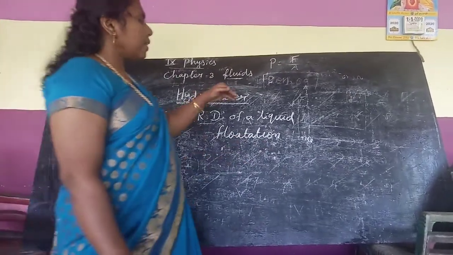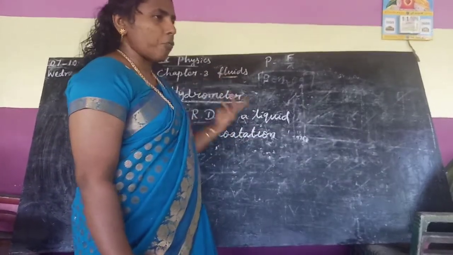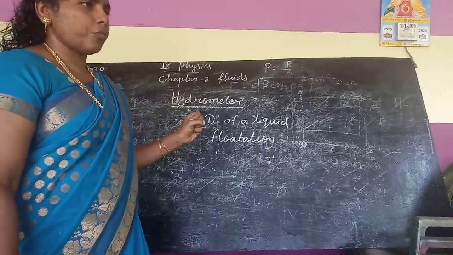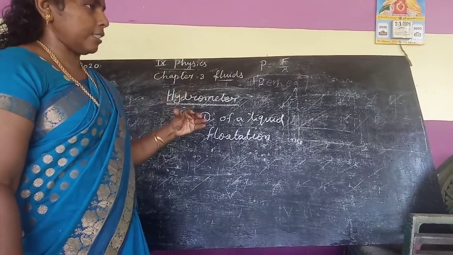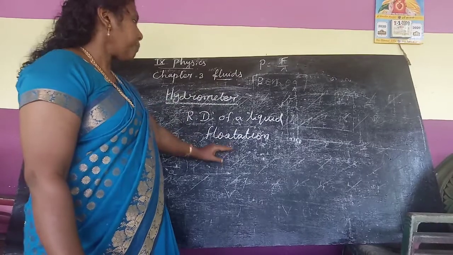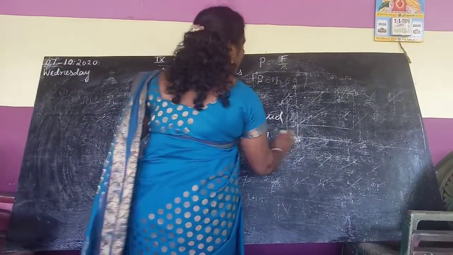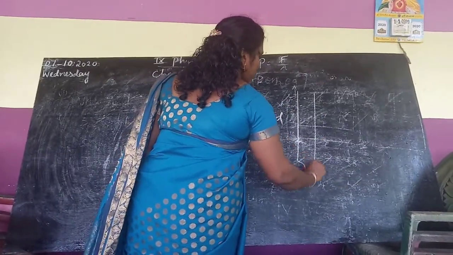So what is the law of flotation? We don't know the law of flotation yet. We already learned how an object floats and how an object sinks. Because of density only, the object floats or sinks. Now for the laws of flotation, suppose this is the hydrometer. Afterwards I will explain this hydrometer.